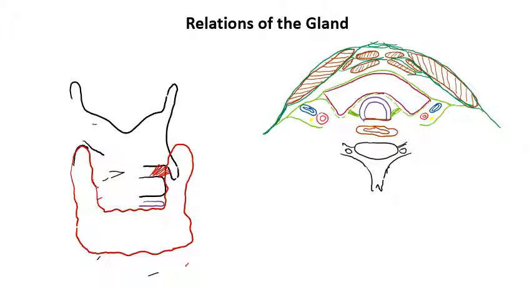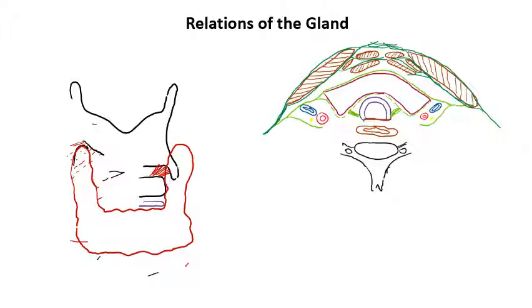So, the apex of the gland is sandwiched between two muscles. There is the inferior constrictor muscle, which is arising from the oblique line of the thyroid cartilage and going towards the pharynx. We just saw it in the posterior view. So part of that muscle arises from the oblique line of the thyroid cartilage.